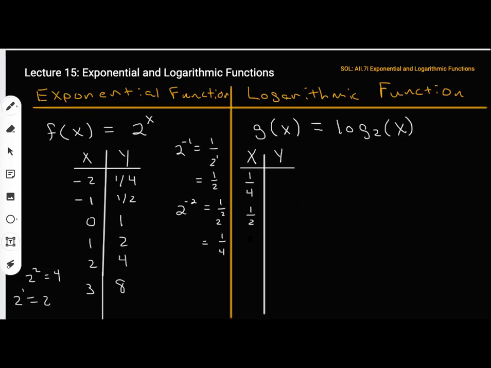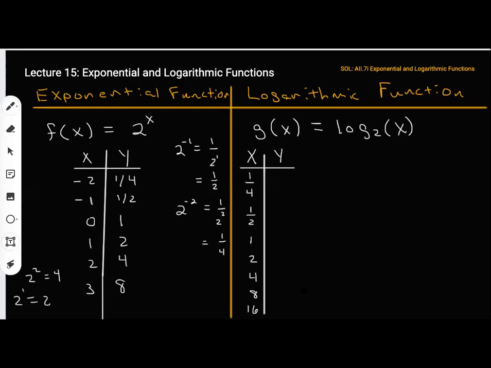And then going in order, 2 to the 0 power is 1. 2 to the first power is 2. And then you got 4, 8, 16, and no real reason to go beyond that, I think. Okay, so on the x side, I have all the powers of 2.